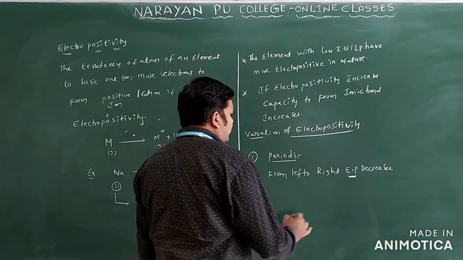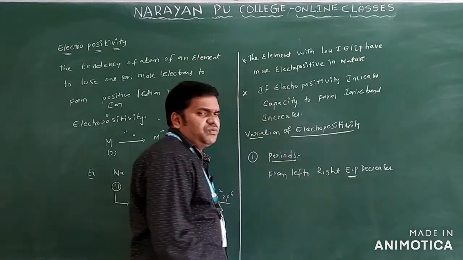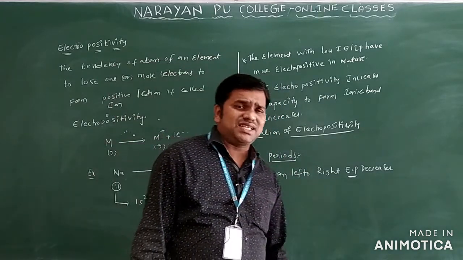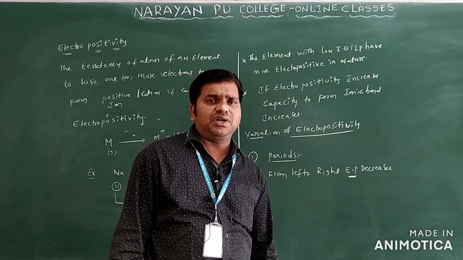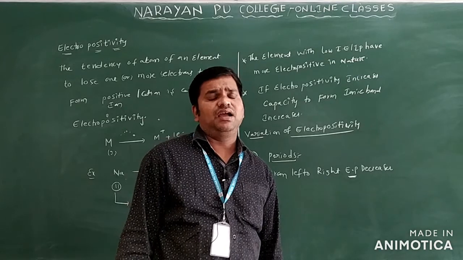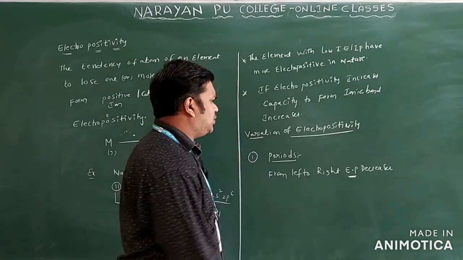Generally if you write this, why does electropositivity decrease? In a period from left to right, atomic radius decreases and nuclear charge increases. If nuclear charge increases, ionization energy increases and electropositivity decreases. You will write this.